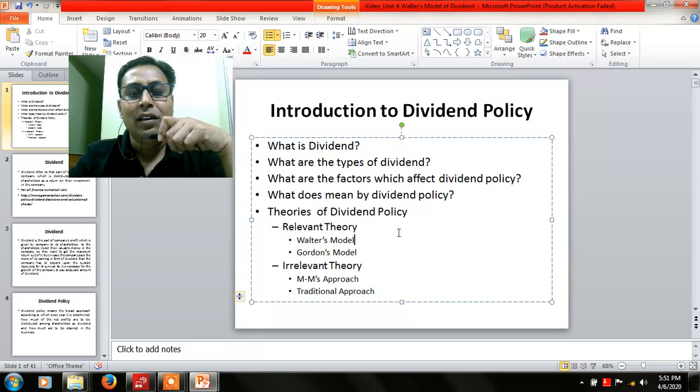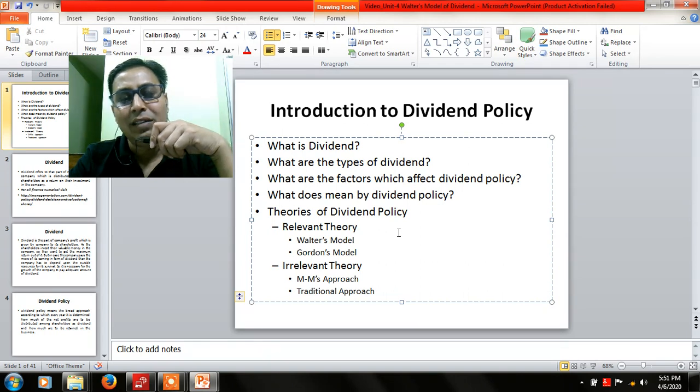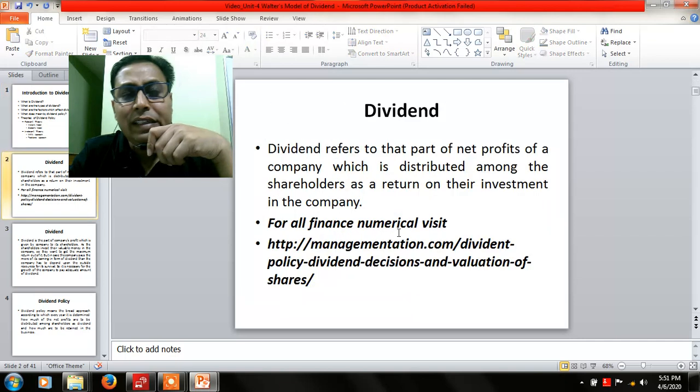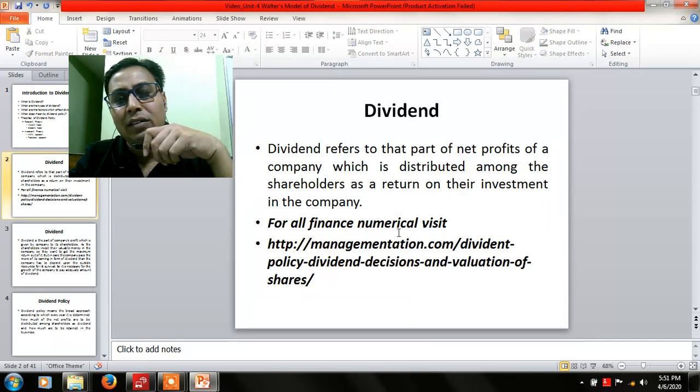Next, the dividend and theories of dividend policy. There are two theories of dividend policy. One is the relevant theory of dividend policy, another is the irrelevant theory of dividend. In this discussion, we'll learn about the dividend.